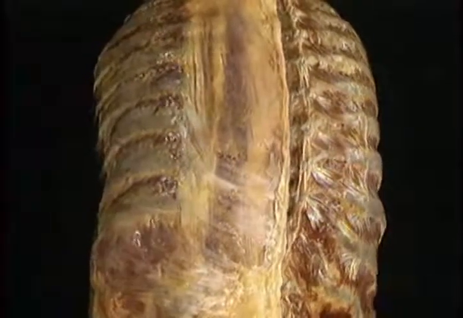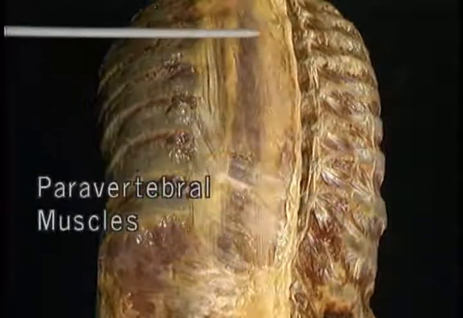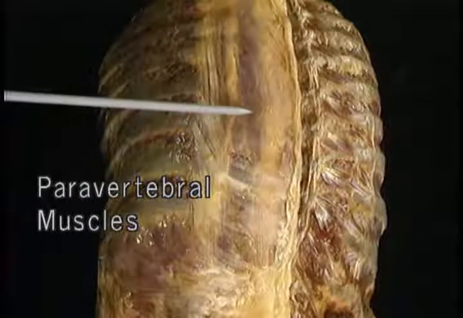This is a dissection of the mid-thoracic region. On the left side, all the paravertebral muscles are in place, partly hidden beneath a covering layer of fascia.